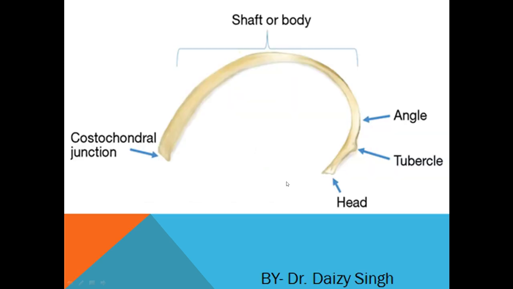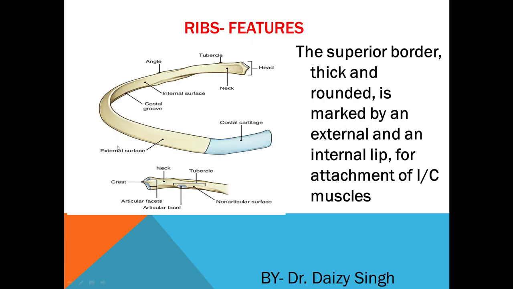Now let's study about the ribs. That is very important. This is a typical rib showing you the anterior part and the posterior part. The various parts of the rib are: it has a head, a tubercle, that is an elevation, and where it bends, it forms an angle, known as the angle of the rib. This is the shaft or body of the rib, and this anterior area is known as the costochondral junction.